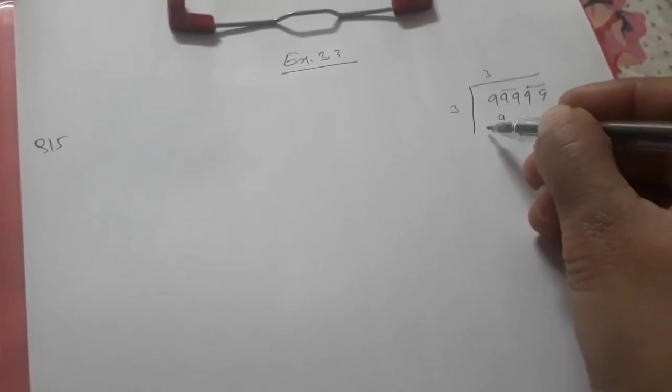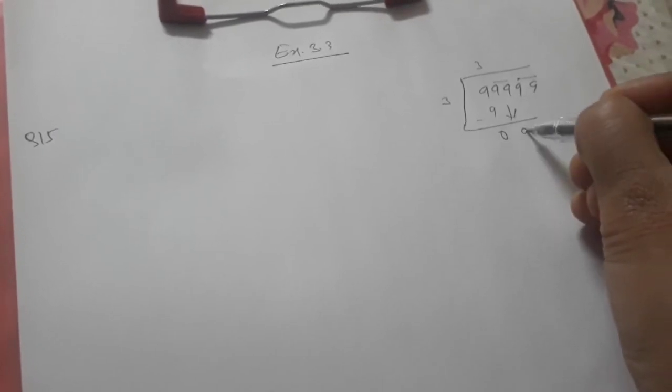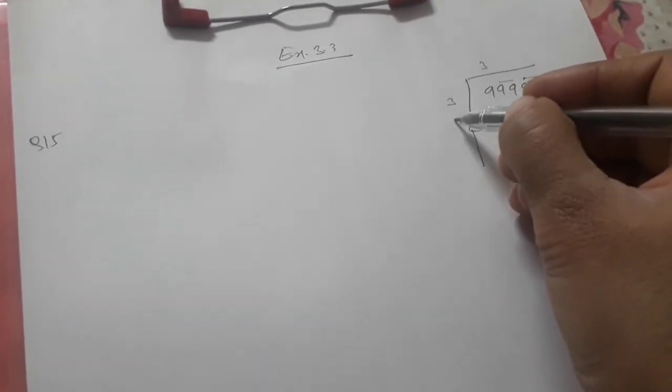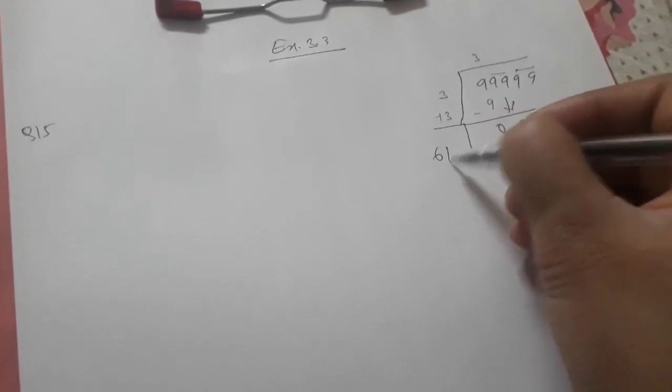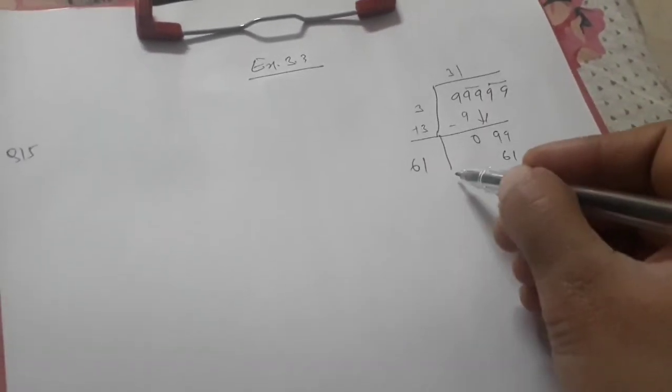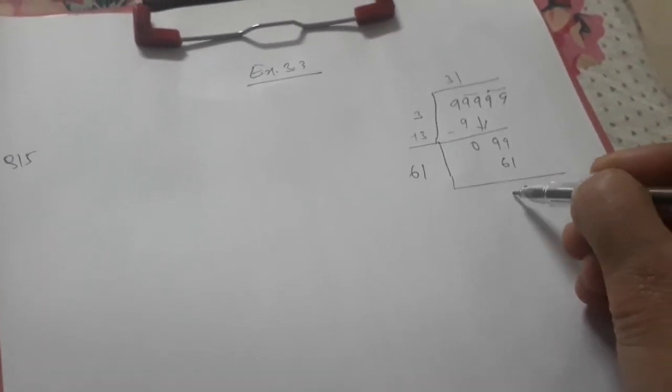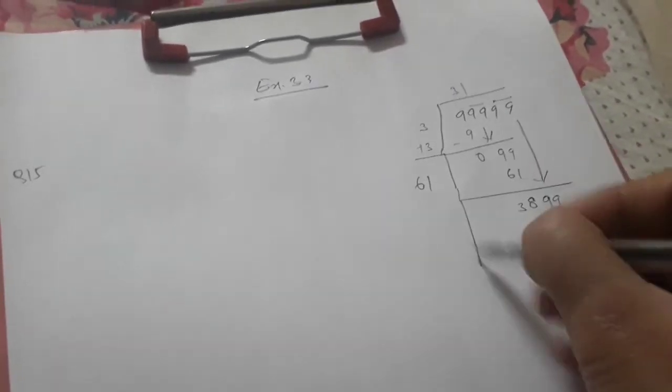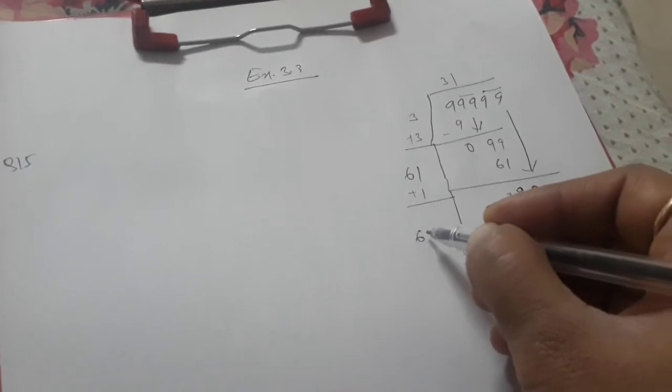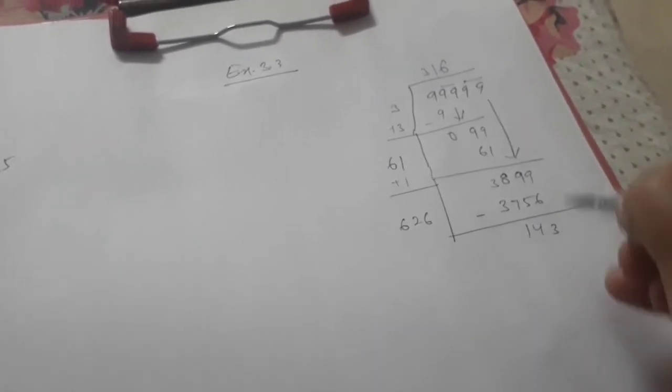3 3s are 9, minus 9 is 0, the whole pair will be brought down, 3 plus 3 is 6, it will go by 1 only, 61, we will get 38, and the whole pair gives 3899, 1 will be added, 62, again it will go by 6, the number 3756. So if we subtract 3756 from 3899, we will get 143.